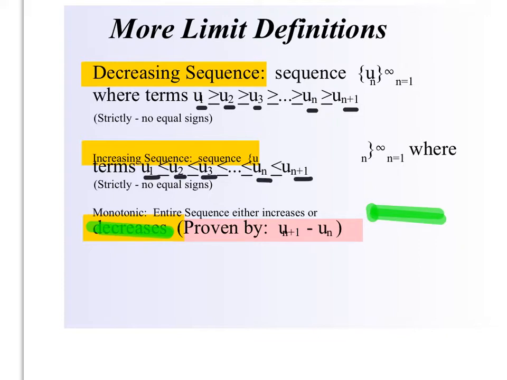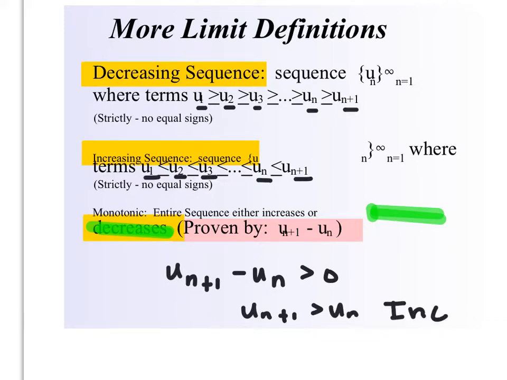Okay, it can be proven, like I said, by taking u of n plus 1 and subtracting u of n. If u of n plus 1 minus u of n is greater than 0, then that means u of n plus 1 is greater than u of n. That means it'd be increasing.